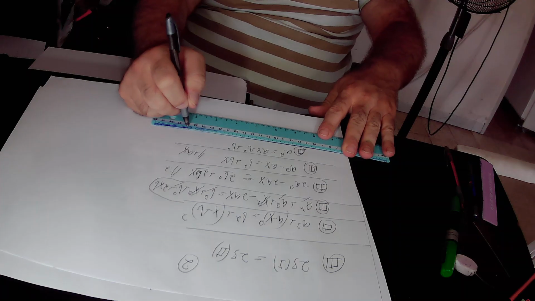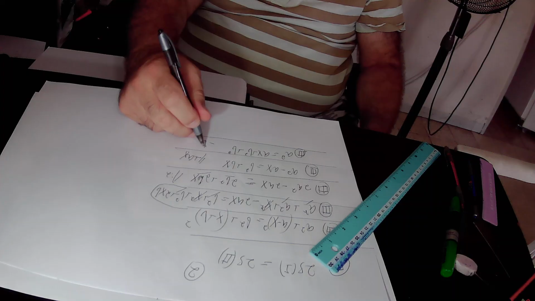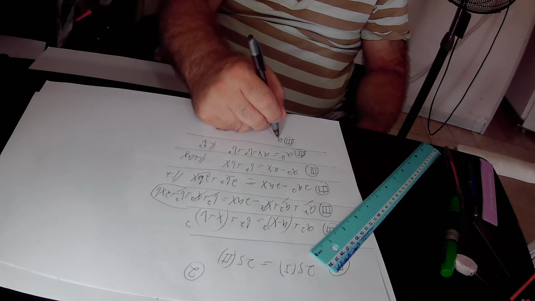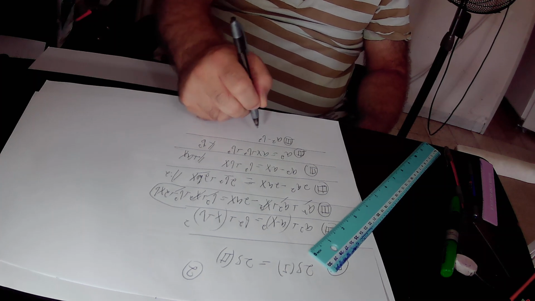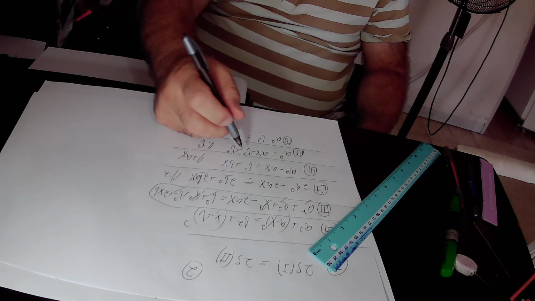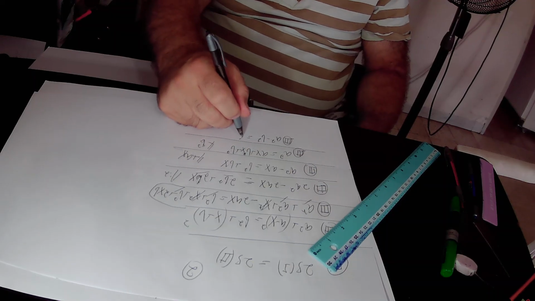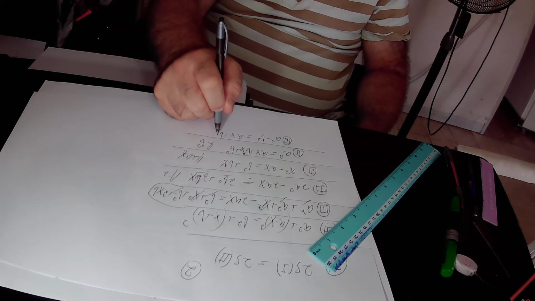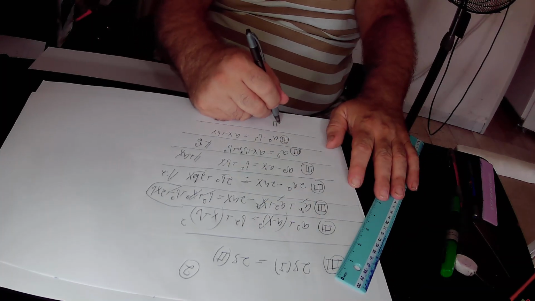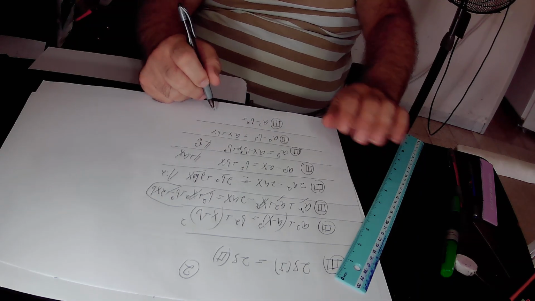So here we subtract b square from this equation 3, and we get that according to equation 3, a square minus b square equals ax plus bx. So according to equation 3, a square minus b square equals ax plus bx.